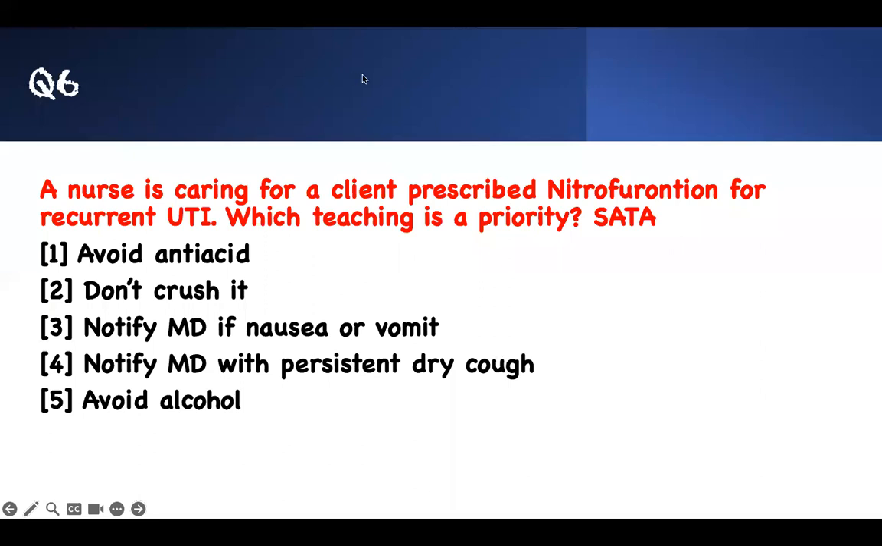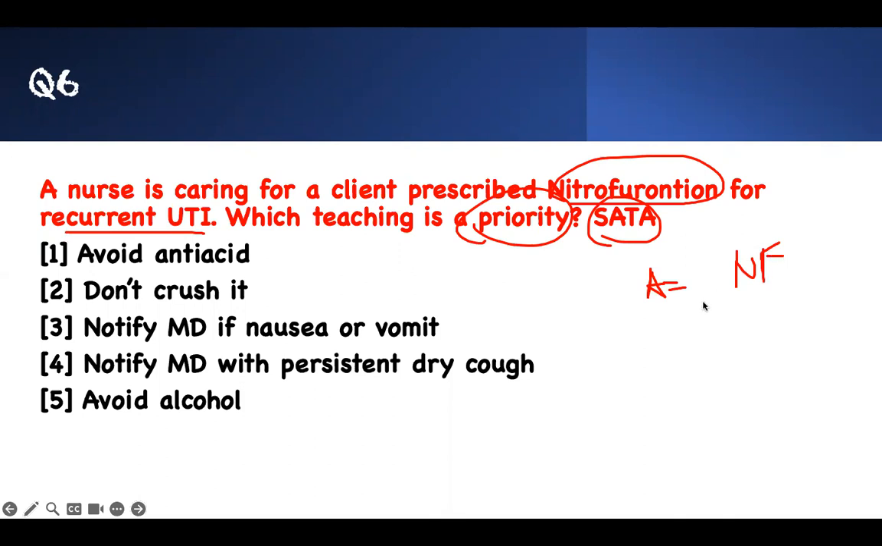Number 6. Select or apply as usual. This is all content to teach you content. Priority. A nurse is caring for a client prescribed the medication nitrofurantoin for recurrent UTI. Recurrent UTI. What is the keyword being asked? Nitrofurantoin. And then what is the problem? Teaching that is effective and a priority.